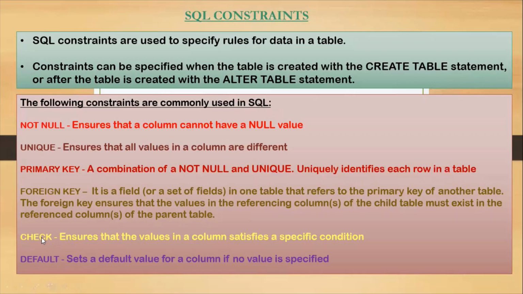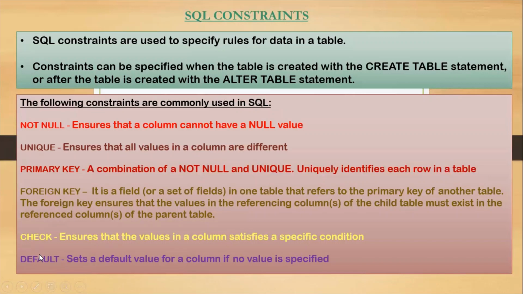Now the CHECK constraint. A check constraint ensures that the value in a column satisfies a specific condition. You apply a certain condition to a column, and only if that condition is satisfied will it take the value. Otherwise, it will throw an error. We will create a table, apply the constraint to it, and see this in the demo.